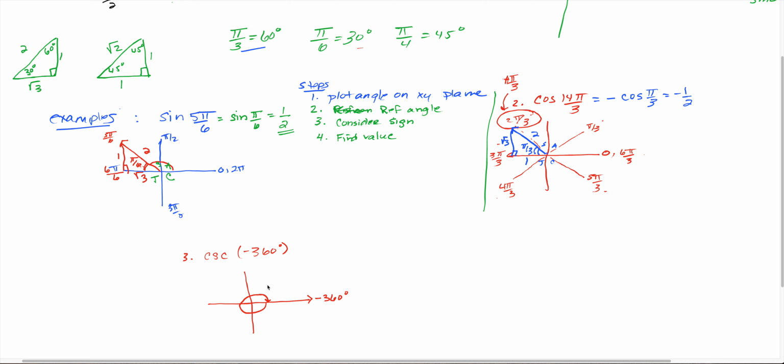So I'm going to think unit circle. The point that would be associated with that would be 1, 0. And remember, that's cosine, sine. So cosecant is the same as 1 over sine. So cosecant would be 1 over sine of negative 360, which is 0. And again, that is undefined.